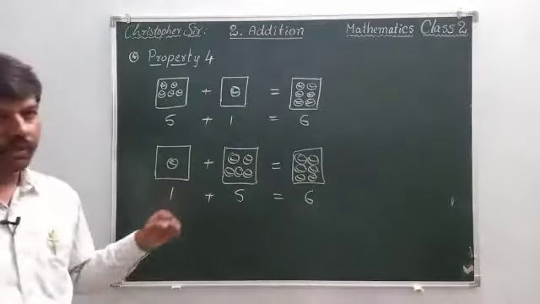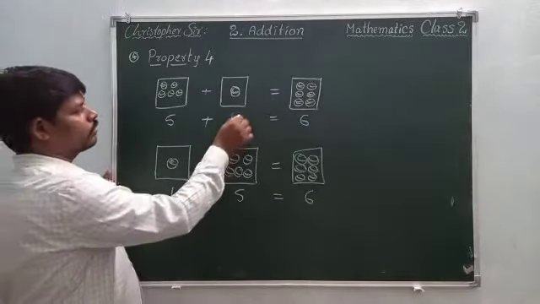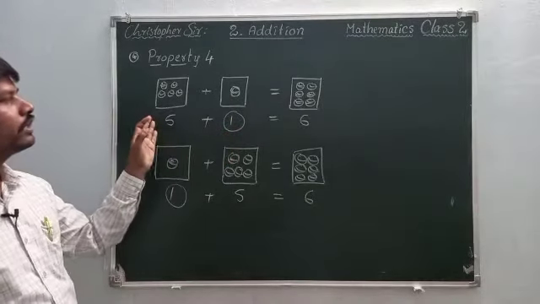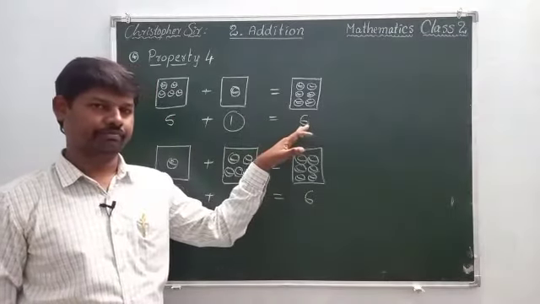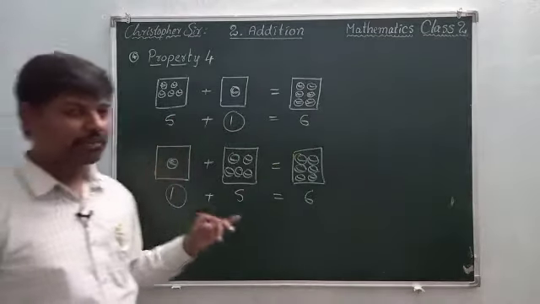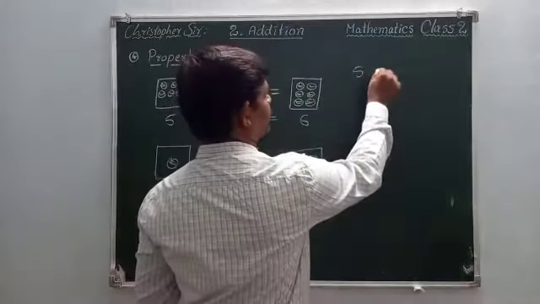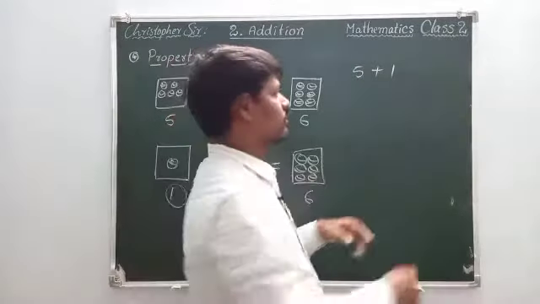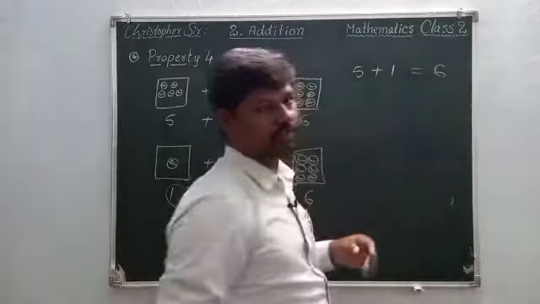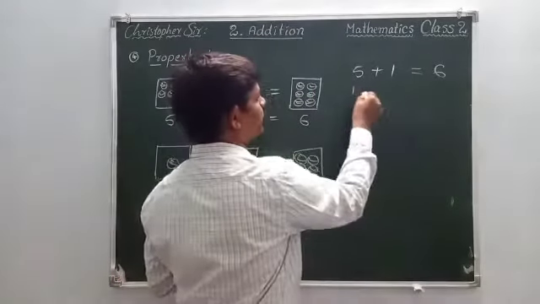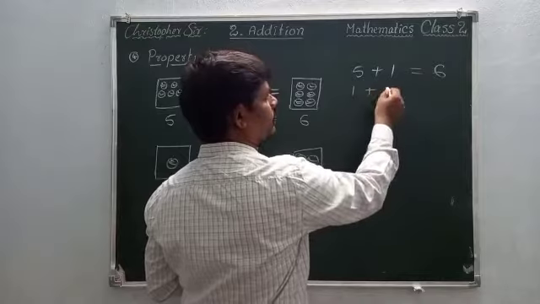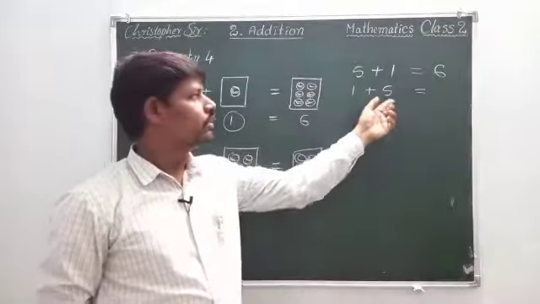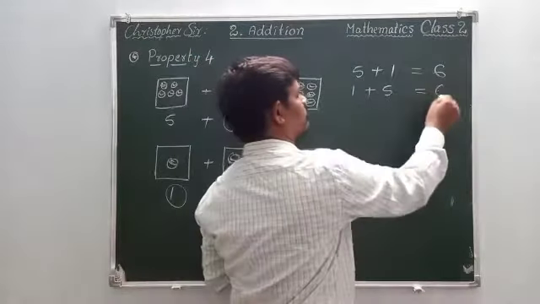So from this, what do you understand? If you add 1 to a number, you will get the next number. So here we are adding 5 plus 1. That means we are adding 1 to the 5. 5 after which number? 6. So we are getting the next number 6. Like that we are adding 1 plus 5. That means we are adding 5 to the 1. 1 plus 5 is equal to 6 only.